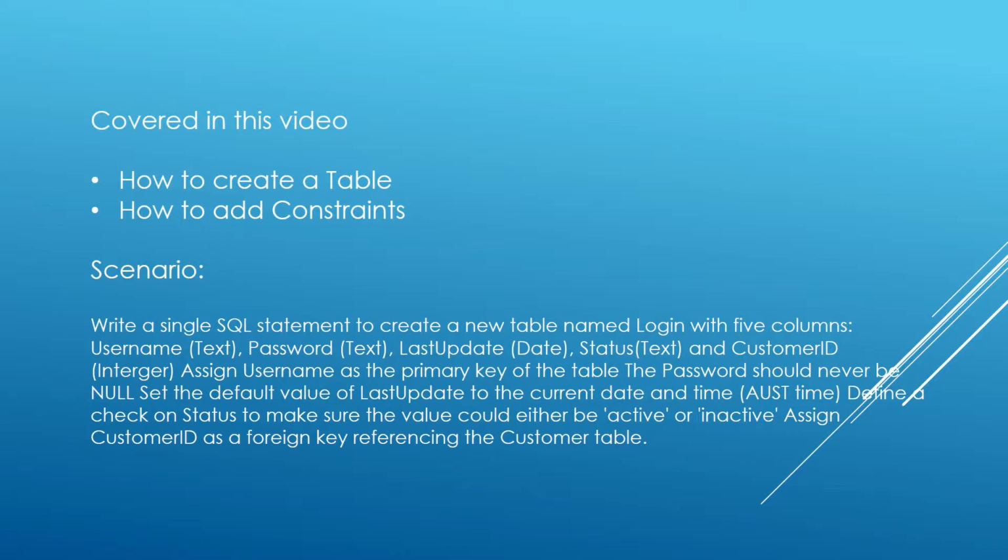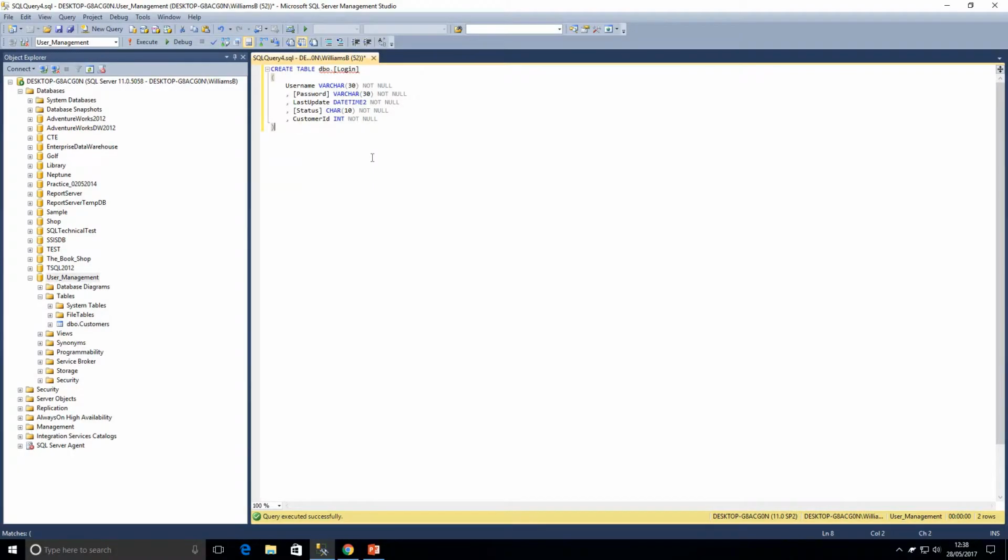And then the status column we can only enter active or inactive, and then on the customer ID we want a foreign key referencing our customer table that I showed you earlier. Okay, so we're going to start off by looking at the primary key, so that is our username column.